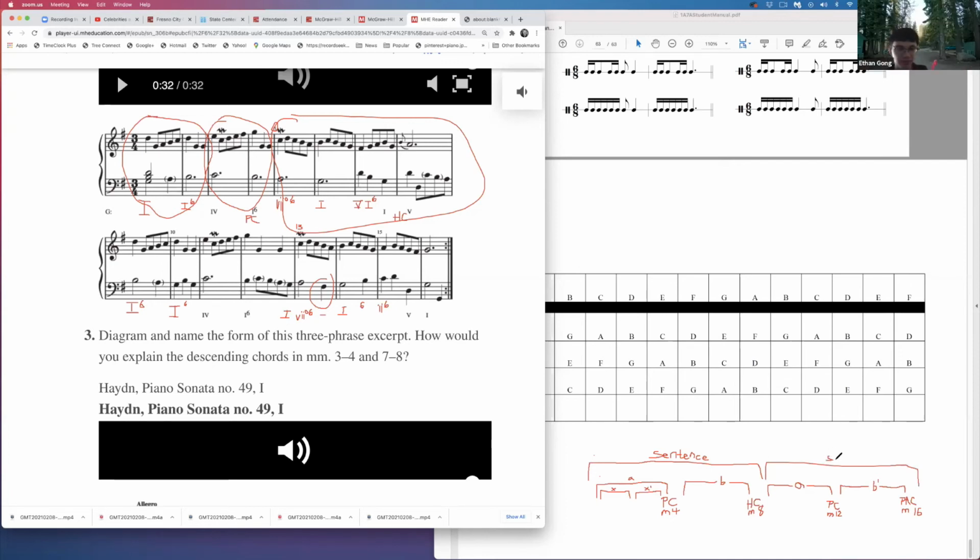Oh, are we doing Bach or Haydn right now? Bach. Oh, we went back to Bach. Okay. Yep.